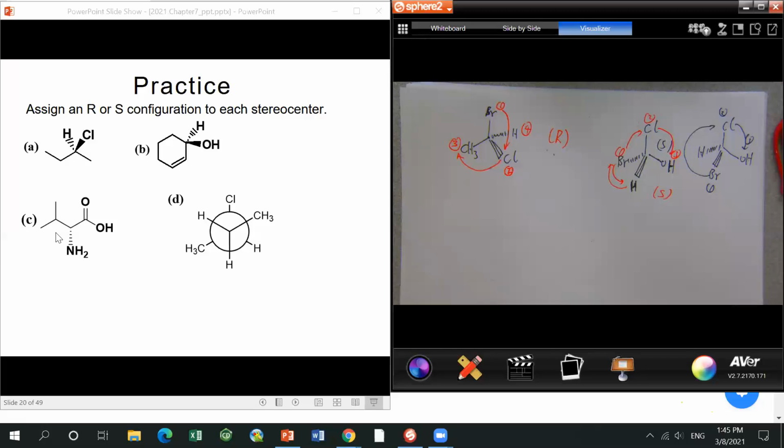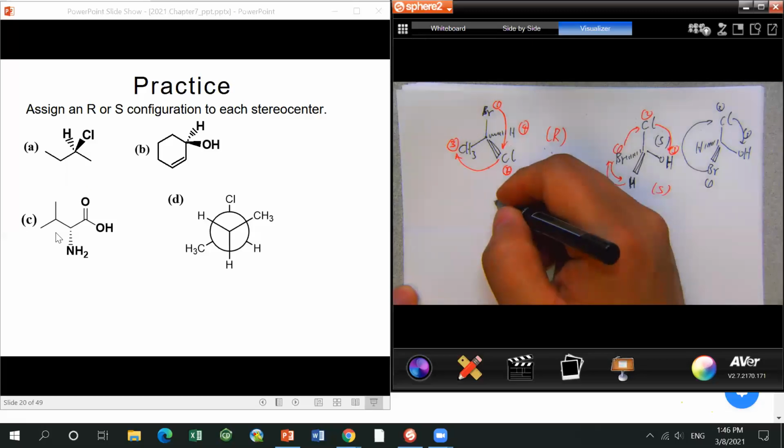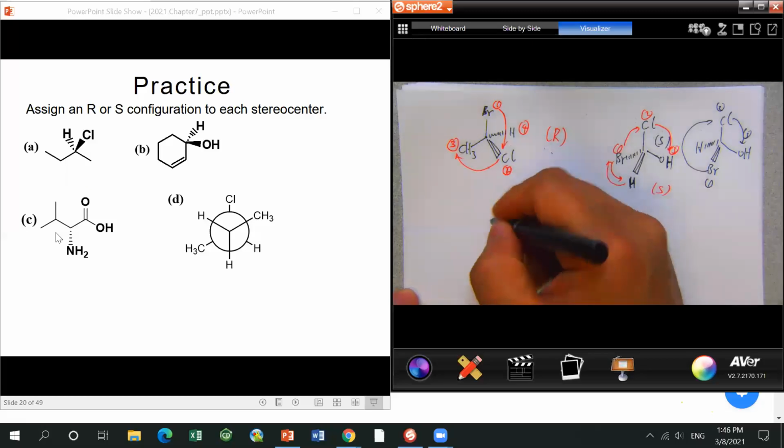And if you like, you can directly use the annotation labeled R or S for A, B, and C. Take a try.